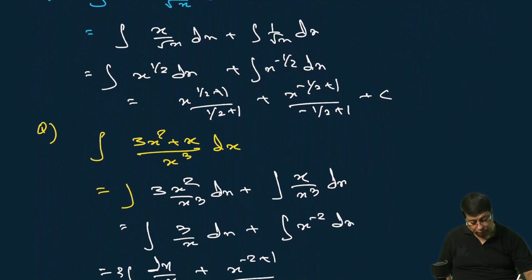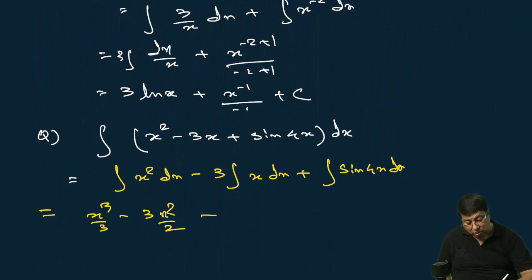Now we can say here what is coming. So I can say here this is to be minus cos 4x by 4 plus c. Sum is over.